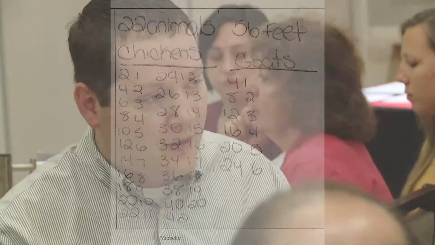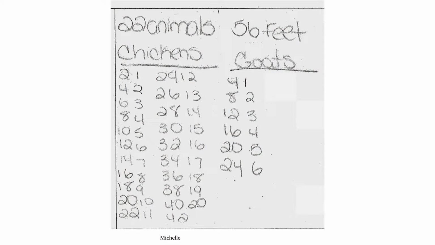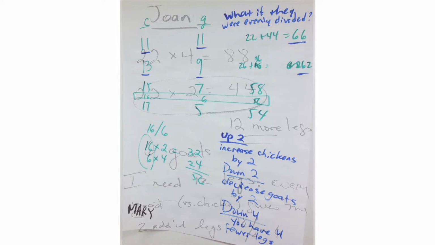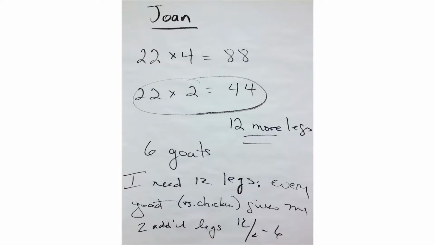And then Michelle was kind of random data, but there was some sense to it. As you moved on, Mary, I think, was the best example of guess and check, and it was well organized and you could see her thought process. But with Joan, where she says, I need 12 more legs, every goat gives me 2, 12 divided by 2 is 6, you start to see more algebra, more math jumping into the process.